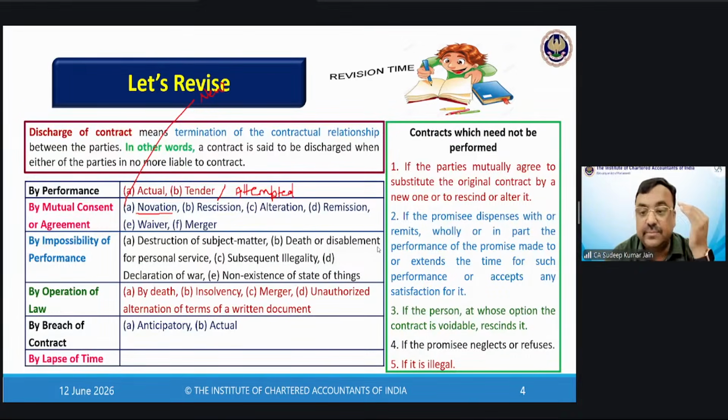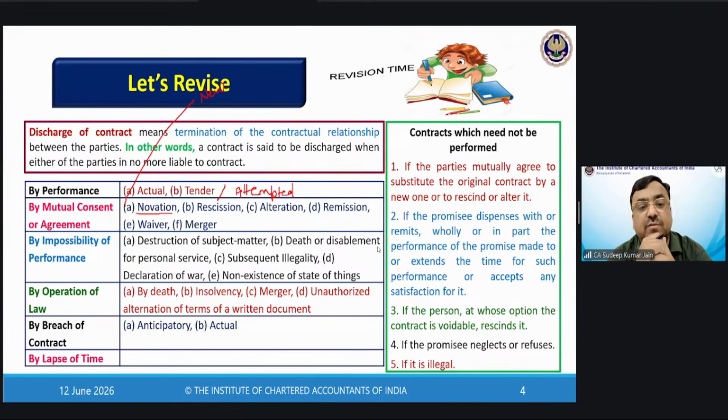Let's take an example. A and B entered into a contract by which A has to sell the red car to B and B has to make the payment of 2 lakh rupees. Before the due date, B says, sir, I can purchase not the red car, I can purchase the black car for 2 lakh rupees. A says, okay, I can sell the black car. So the new contract will arise, and according to this, the old contract for sale of the red car is not there. So A is not liable to deliver the red car.